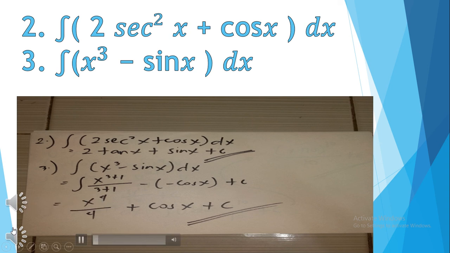Number 3, integral of x cubed minus sin x dx. We need to do first the integration method. So the integral of x to the power of 3 plus 1 over 3 plus 1 minus the quantity negative cosine x plus c. Negative multiplied by negative would become positive. So our final answer would be x to the power of 4 over 4 plus cosine x plus c, and c is an arbitrary constant.